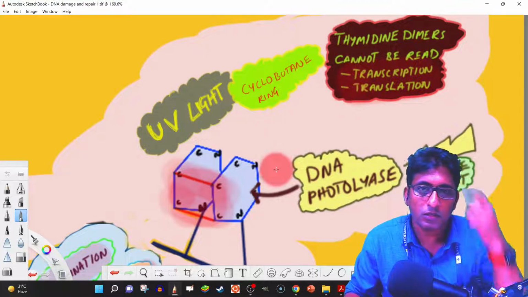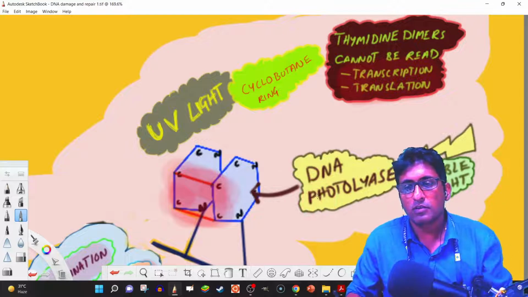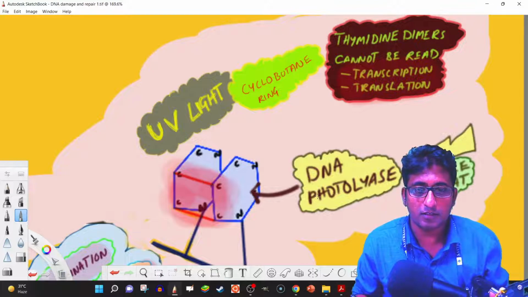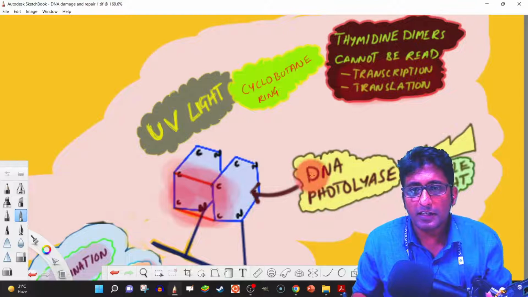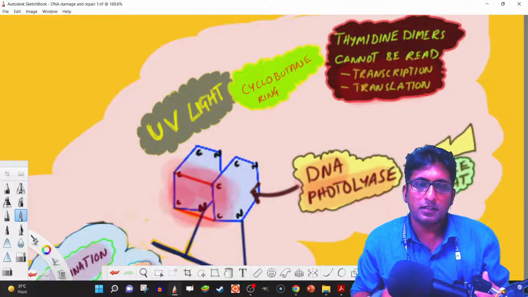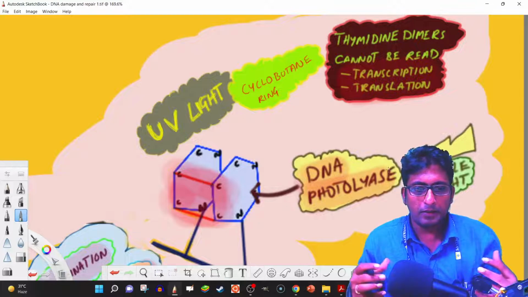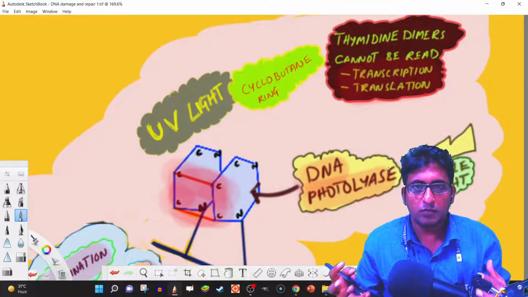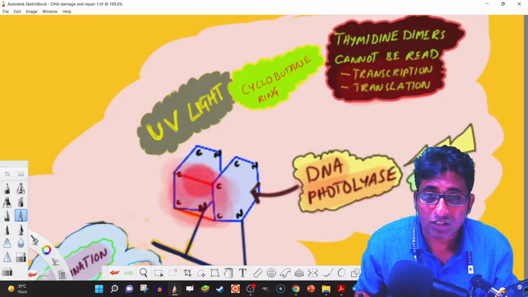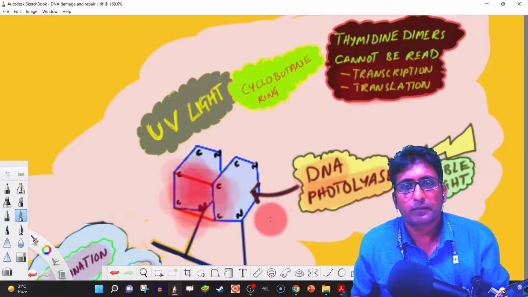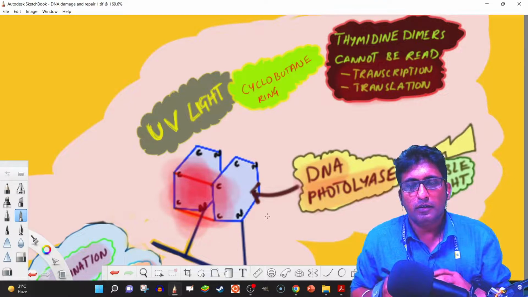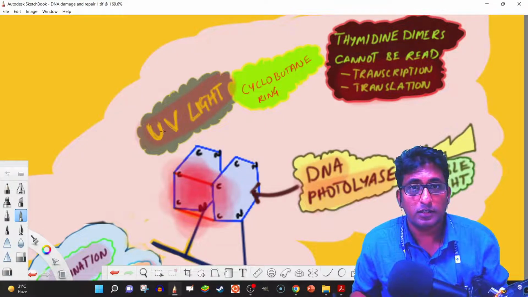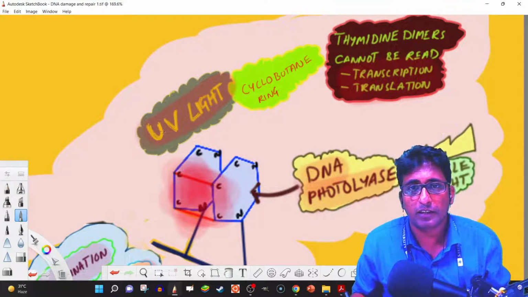So there is an enzyme called photolyase, which is a very efficient one compared to the methyltransferases we just discussed. Photolyase is an enzyme which recognizes these thymidine dimers, and using visible light, it takes the energy from the visible light and uses that energy to break this cyclobutane ring. So it is just a reversal of what UV light has done. It is another example of direct reversal.